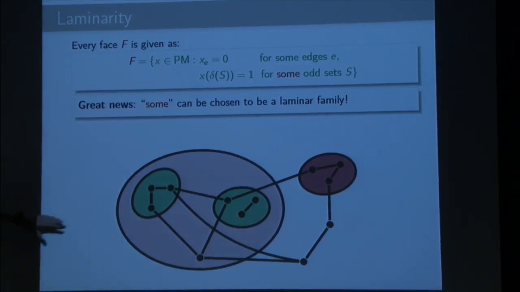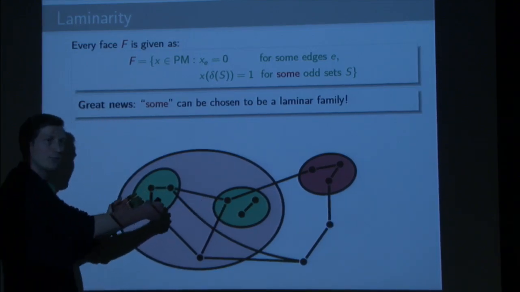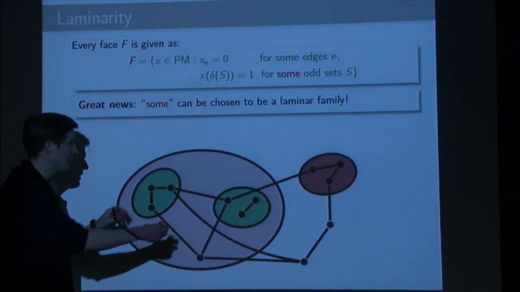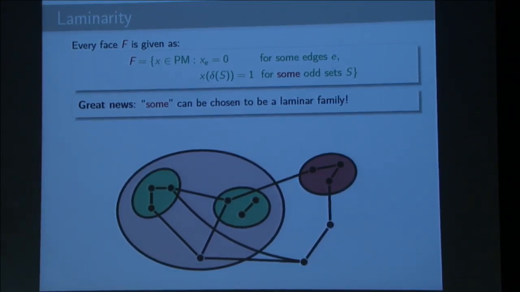Here I've drawn the tight constraints. A laminar family means that for each two sets, one is a subset of the other, or they are disjoint. So these two are disjoint, and this one is a subset of that. You don't have non-trivial crossings. For those of you that will use laminarity, or do you just use that it's small? We will use laminarity. Intuitively, I will come to it.